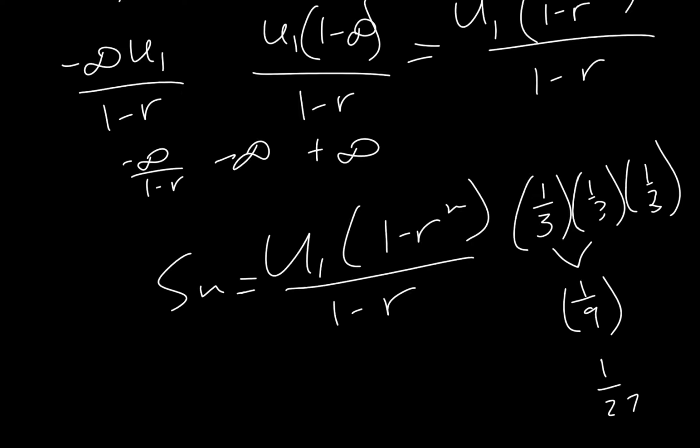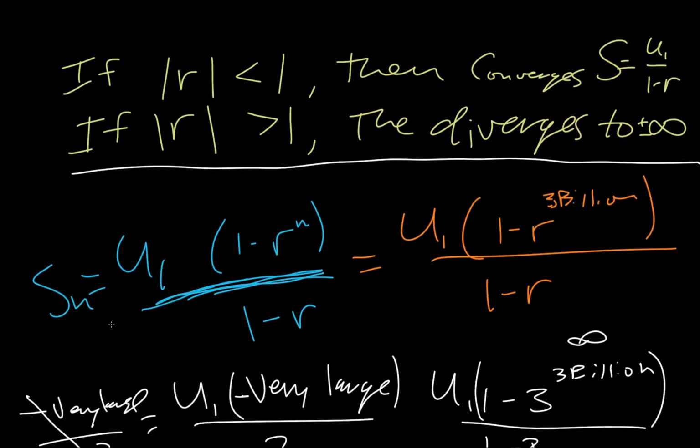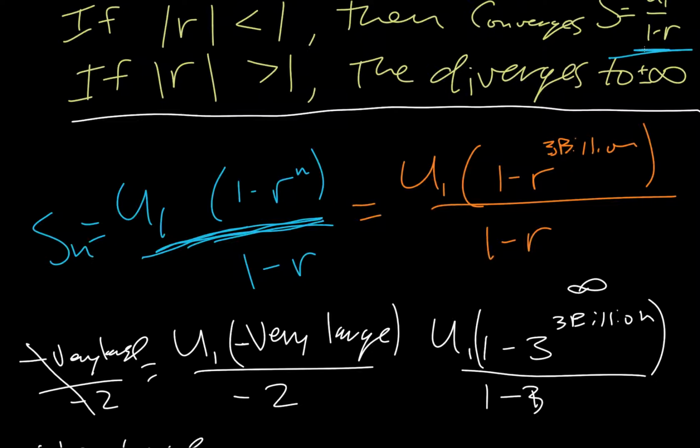But when we have 1 over infinity, it actually goes to 0, because our number is getting so small that eventually it's going to be essentially 0. So we take out this part because it went to 0. And that leaves us with u1 times 1 over 1 minus r, which is just u1 over 1 minus r. And that's our sum. If we go all the way back up to the top, that's the same thing we had right there.